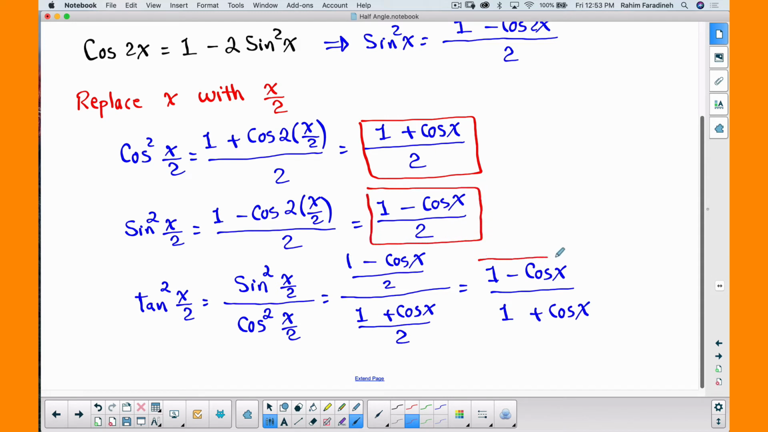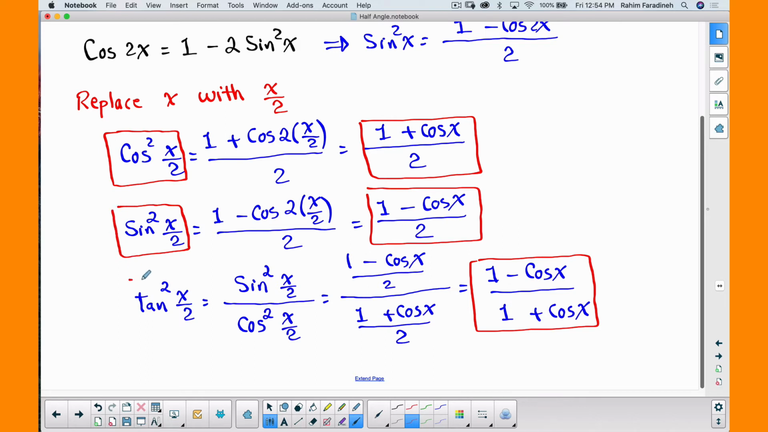So these formulas we just found are called half-angle formulas. But keep in mind that they are for cosine squared, sine squared, and tangent squared. So you need to be aware that these are for squared, not just cosine of x over 2. So let's do a couple of examples and see how we're going to use this.